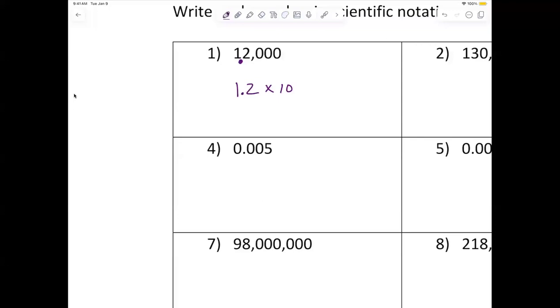Your objective is to count how many places you moved the decimal. So if I moved it once, twice, 3 times, and 4 times, that's all there is to it. So this would be considered 1.2 times 10 to the what? Times 10 to the 4th. I moved it 4 spots. That's what we're doing.